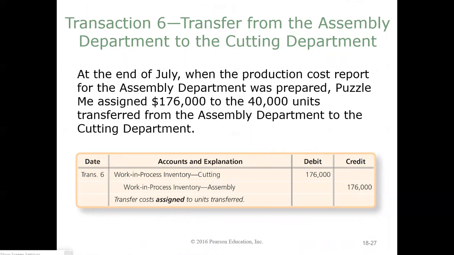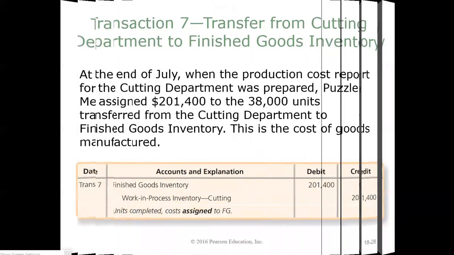At the end of July, when the production cost report for the assembly department is prepared, they assign $176,000 to the 40,000 units transferred from the assembly department to the cutting department. So our work in process inventory cutting goes up. Work in process inventory assembly goes down. We're transferring those units that are fully completed in one production department to the next department, okay?